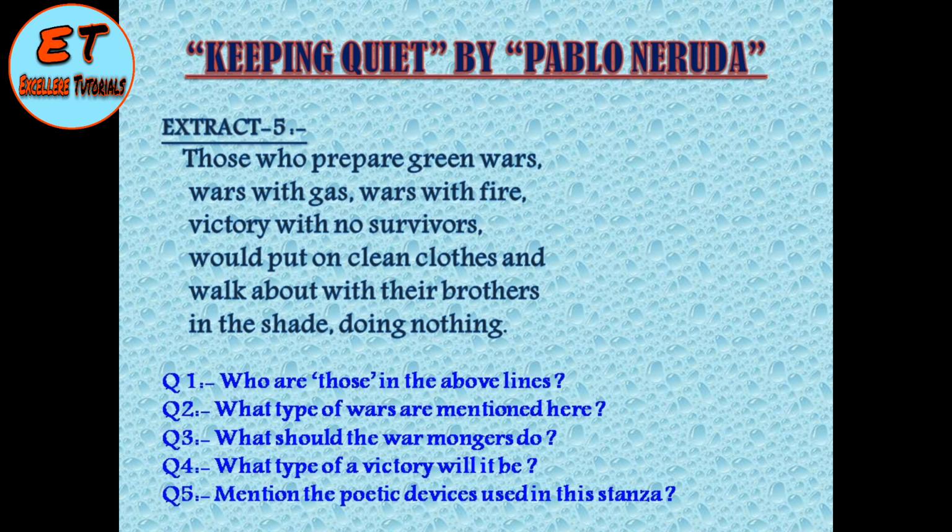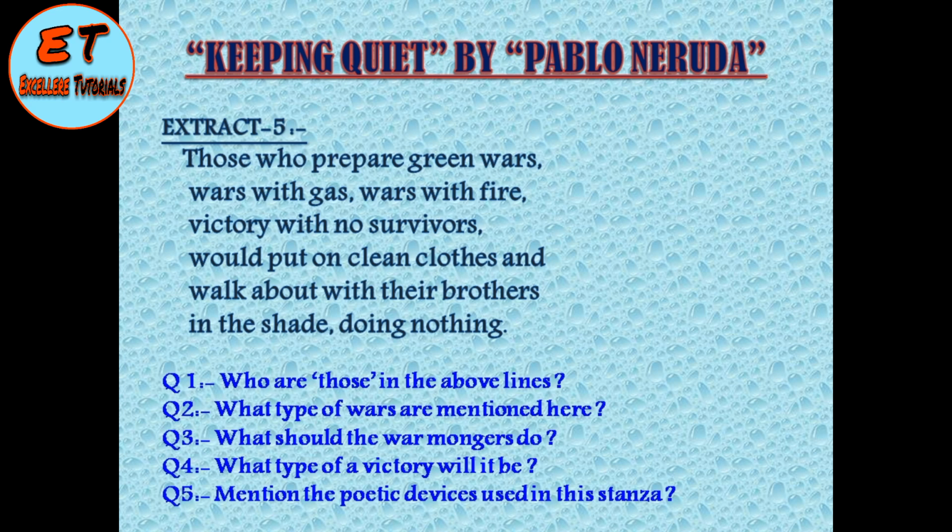Questions related to this stanza. Question number 1. Who are those in the above lines? Answer. Those refer to the scientists, the environmentalists, the politicians and the warmongers. Question number 2. What type of wars are mentioned here? Answer. Wars such as green wars, wars with gas and wars with fire are mentioned here.